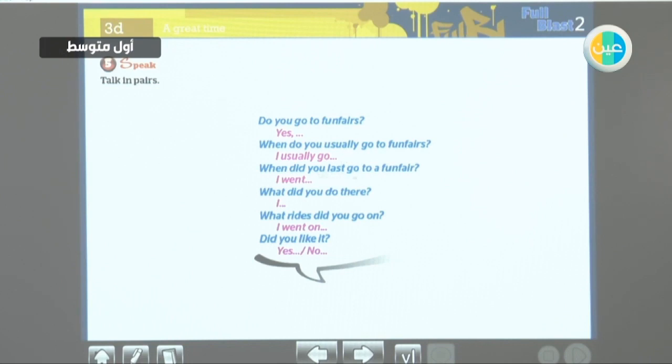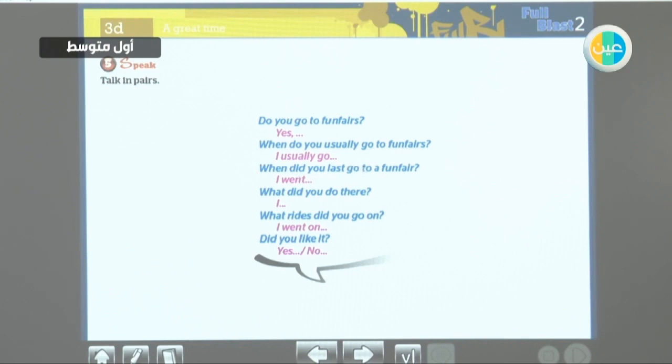When did you last go to a fun fair? Now look at this question. We have "did" and we have the word "last." It means in the past, so we're going to use the past of the verb go when we answer. But in the question, we use the base form of the verb with did.